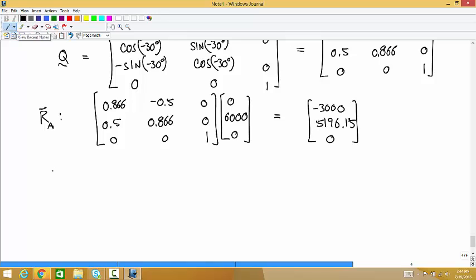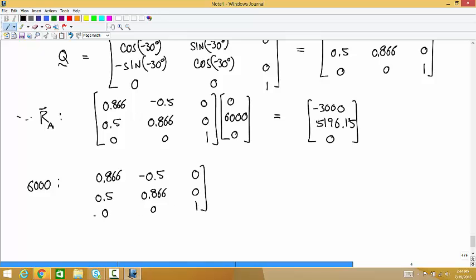And now we need that 6,000 Newton force. Well, the external one on the right end, that downward force of 6,000. So to re-express that, we have 0.866, negative 0.5, 0, 0.5, 0.866, 0, 0, 0, 1, times 0, negative 6,000, 0. And that's just everything flipped. So we have positive 3,000, negative 5196.150.